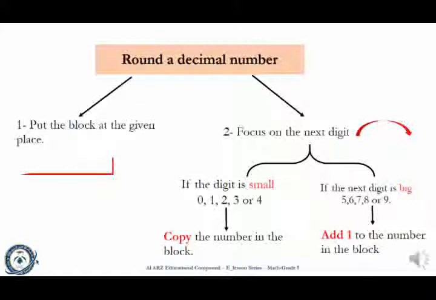If the digit is small, like 0, 1, 2, 3, or 4, we round down. We copy the number in the block. But if the digit is big, like 5, 6, 7, 8, or 9, we round up. We add 1 to the number in the block.